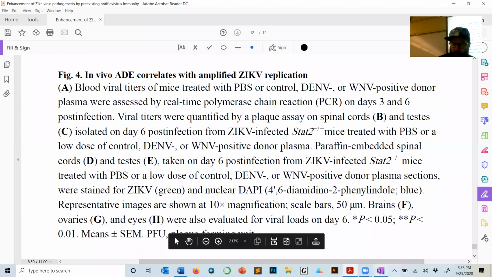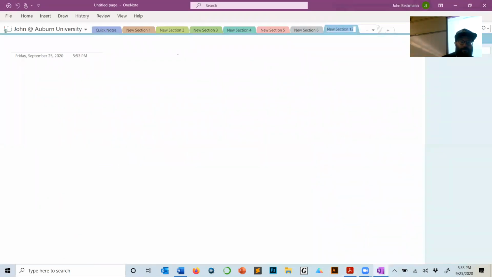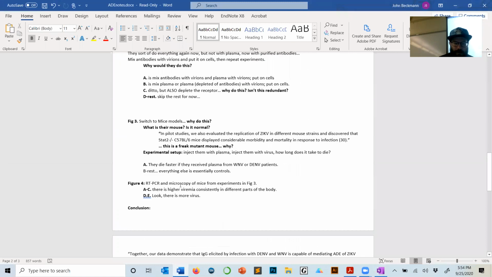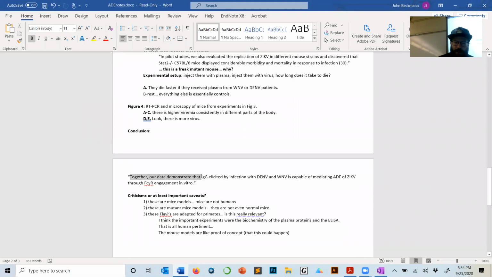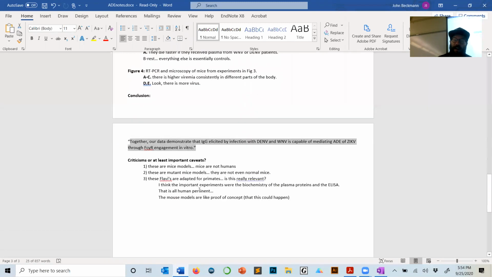So what are the conclusions from this paper? Conclusions. Finish up here. They actually write it out. I'll just read their words. Conclusion: Together, our data demonstrate that IgG elicited by infection with dengue virus and West Nile virus is capable of mediating antibody-dependent enhancement of Zika virus through Fc gamma receptor engagement in vitro. So they're saying, yes, you can get antibody-dependent enhancement.